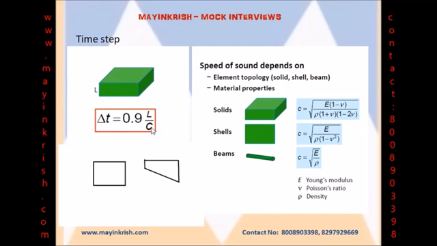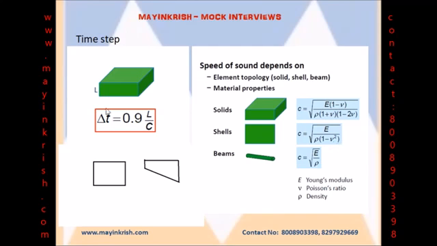Then the speed of sound depends on element topology and the material properties. For solid elements, the speed of sound C equals the square root of E times (1 minus nu) by rho times (1 plus nu) times (1 minus 2 nu). For shell elements, C equals the square root of E by rho times (1 minus nu squared). For beam, C equals the square root of E by rho, where E is the Young's modulus, rho is the density, and nu is the Poisson's ratio.